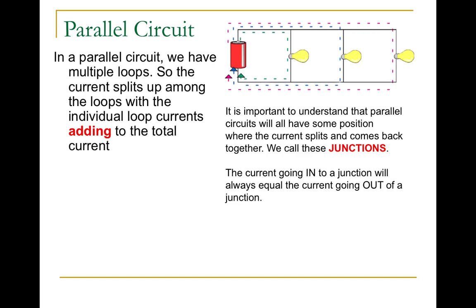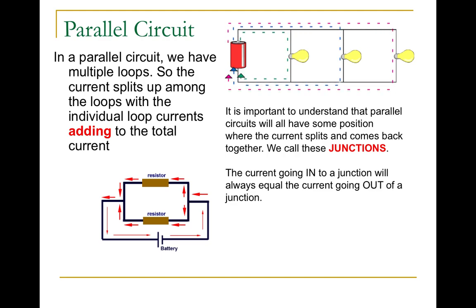And you'll notice that all of the current that goes into a junction must equal all of the current coming out of a junction. This is conservation of charge, right? Current is the flow of charges, and we know that charge is conserved. So all the current that meets at one point has to equal all of the current that's leaving that point as well.